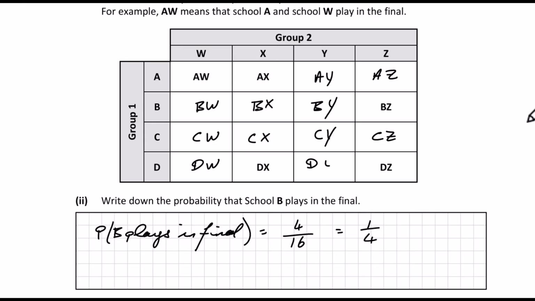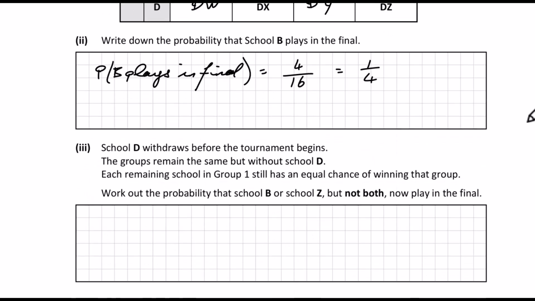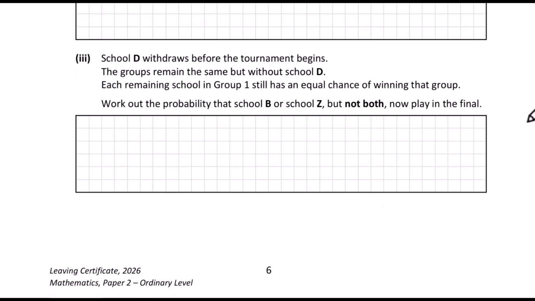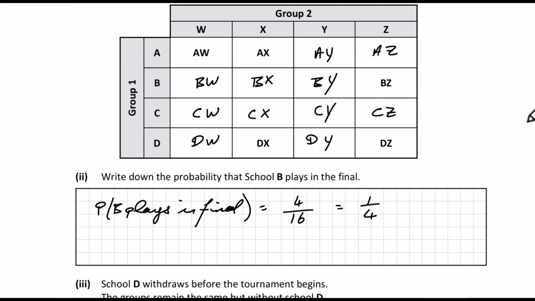Okay, I see I've left out a Y. So anyway, next one is school D withdraws before the tournament begins. The groups remain the same but without school D. Each remaining school in group 1 still has an equal chance of winning that group. Work out the probability that school B or school Z, but not both, now play in the final.